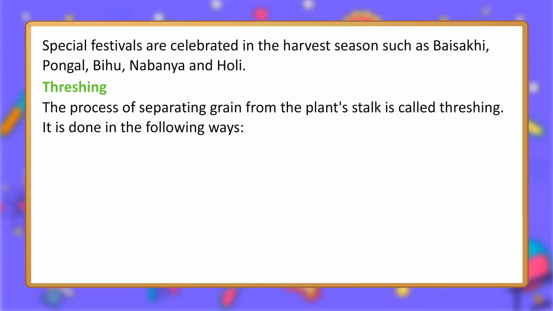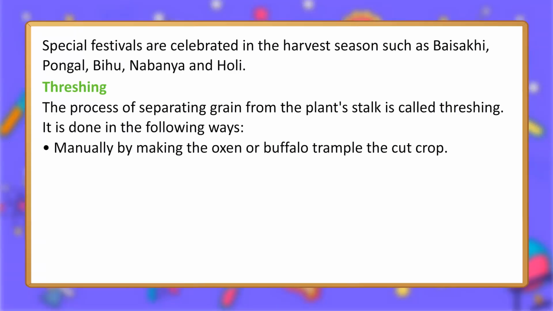Threshing. The process of separating grain from the plant stalk is called threshing. It is done in the following ways.